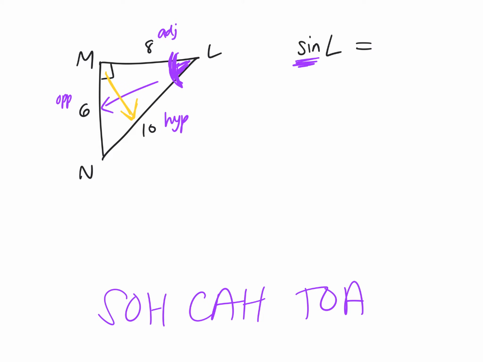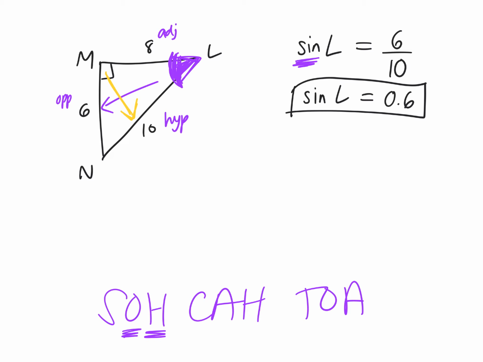So we're trying to find the ratio for sine L. That just means you're referring to this angle. So we know that we have to write opposite over hypotenuse. So what is it? Opposite over hypotenuse is what? 6 over 10. Write it as a decimal. 0.6. So sine L is equal to 0.6.